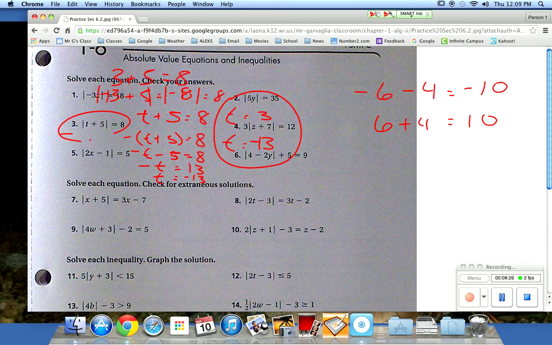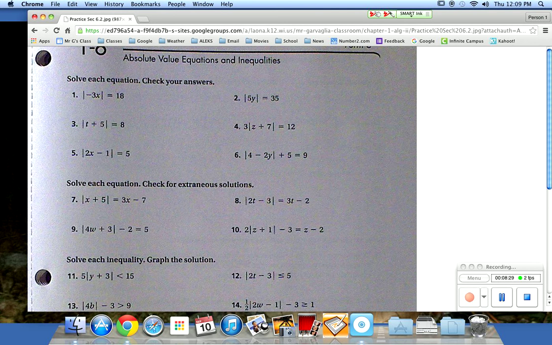Let's do another one like this. You have to find both of them. You have to do it both ways. Let's take a look at this one right here. Actually, yeah, we'll do this one right here. Now let's do 5 here, okay? First way we do it, 2x minus 1 equals 5. The second way we do it, we put a minus out and parentheses around that, 2x minus 1 equals 5. We have to do it both ways.